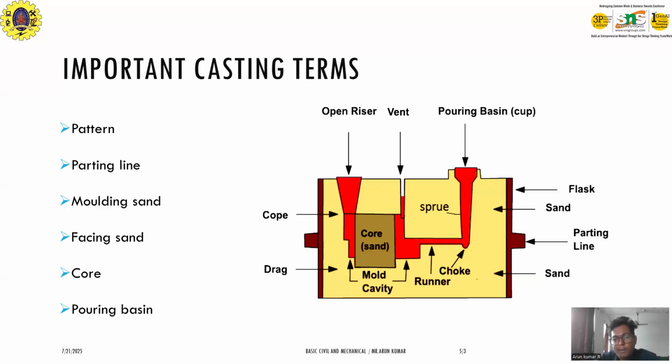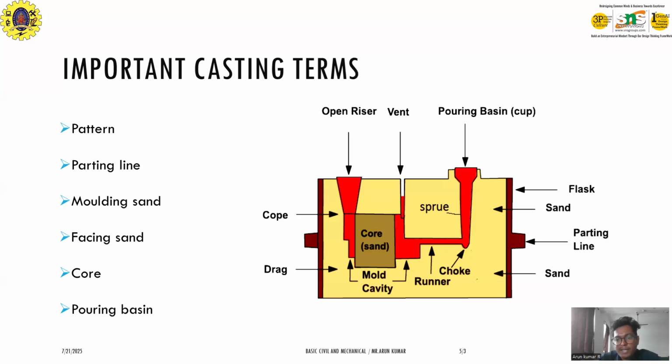Okay, so the cope and drag will form the cavity, and then molten metal can be poured into this area. Here the runway we have to form. The purpose of the runway is that the pouring material can pass through to where the pattern is placed. The molten metal can go inside up to the pattern, and we can fill the open riser.